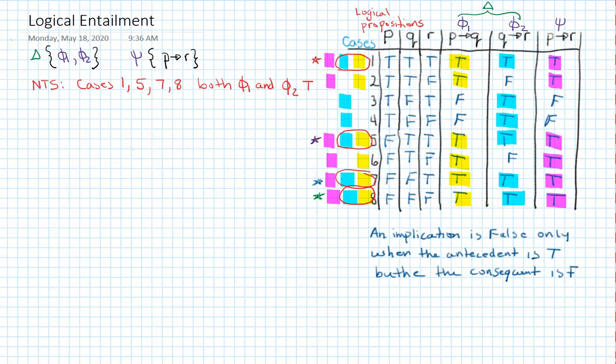So here's a point that's really hard for kids to get. But there are a couple of cases, namely case 2 and case 6, where psi is true, but phi 1 and phi 2 are not true. Okay. Let me cover those a little later.